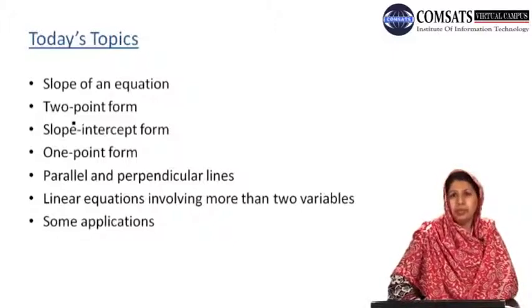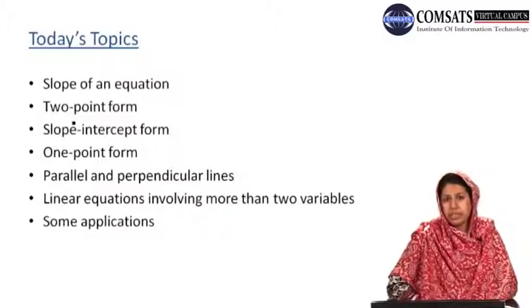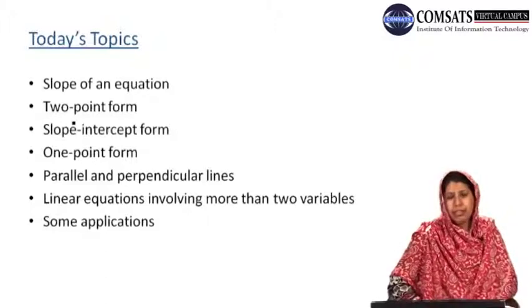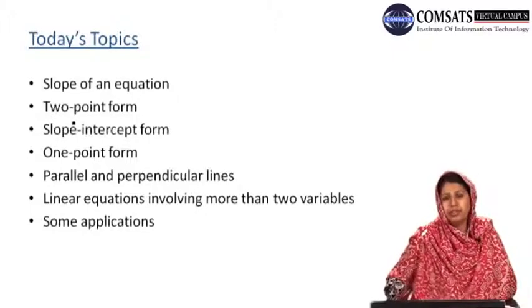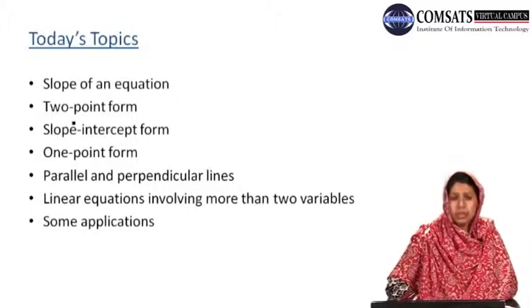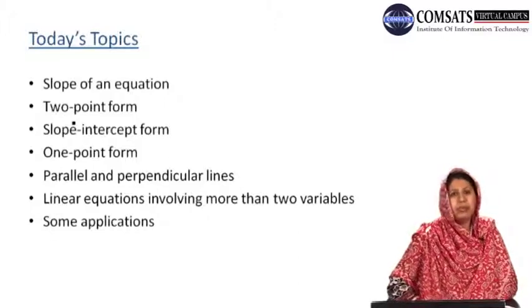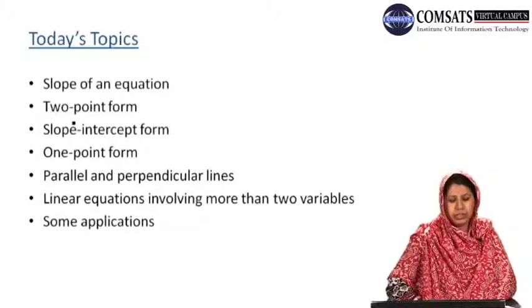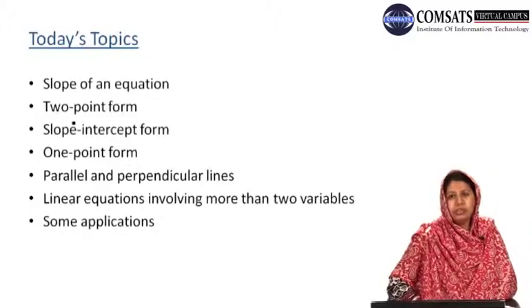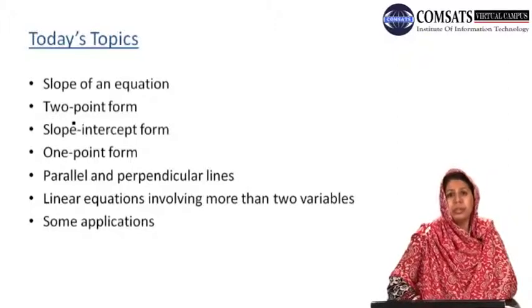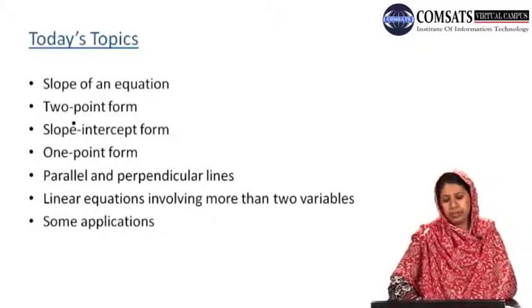Then the slope-intercept form. The concept of intercept we have already studied in our last lecture. Today we will study the concept of slope, and we will see how we can find a linear equation in 2 variables when we are provided with the information of slope and intercept. Then the 1-point form, that is, what do we mean by the 1-point form of a linear equation. Similarly, we will also see what parallel lines are, what we mean mathematically, and what the mathematical definition of perpendicular lines is. These terms are very common, but how can we define them mathematically?